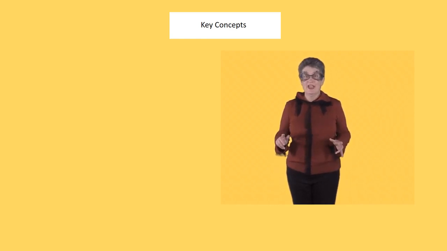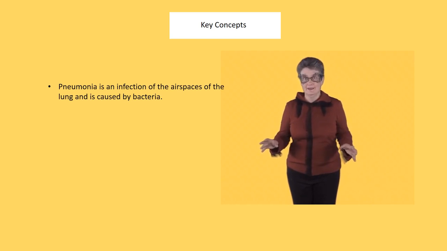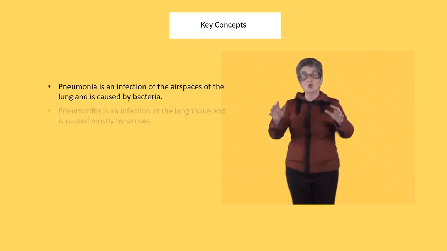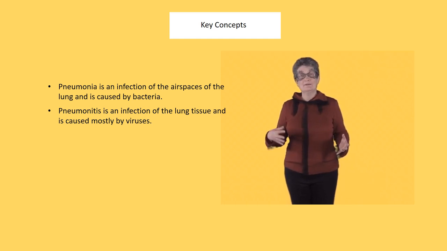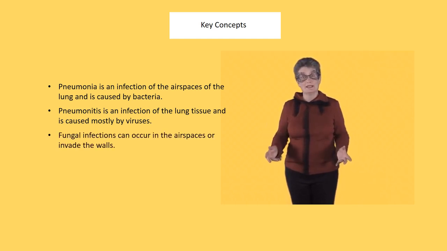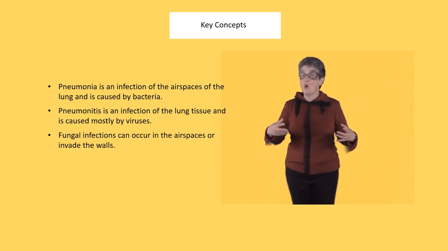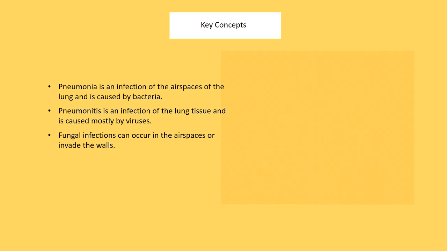Pneumonia is an infection of the air spaces of the lung and is caused by bacteria. In contrast, pneumonitis is an infection of the lung tissue, the walls that form the alveoli, and is mostly caused by viruses. Fungal infections are most common in debilitated and immunocompromised people and can occur in either the air spaces or invade the walls.